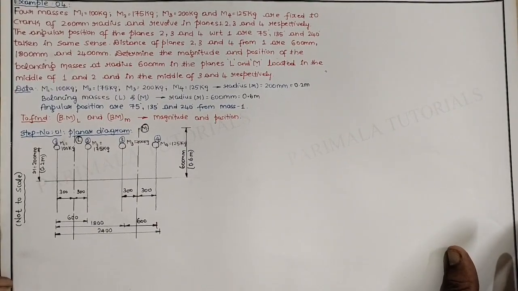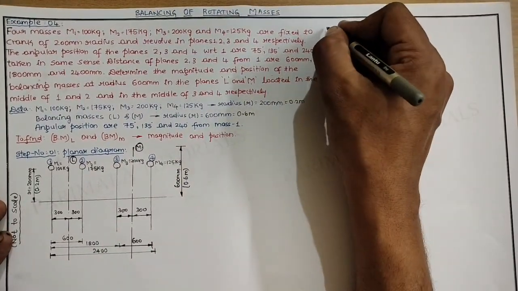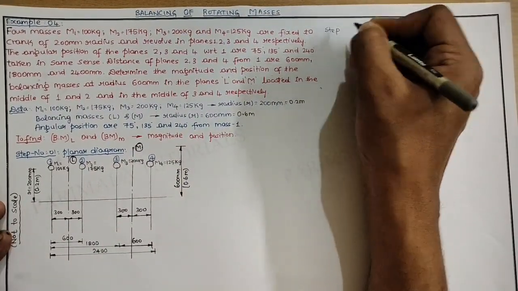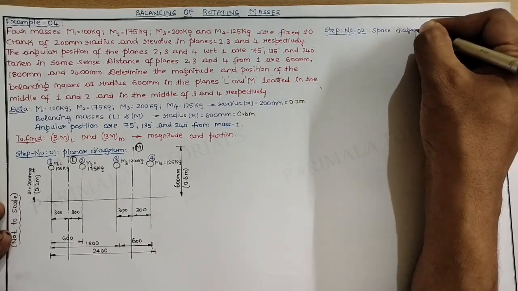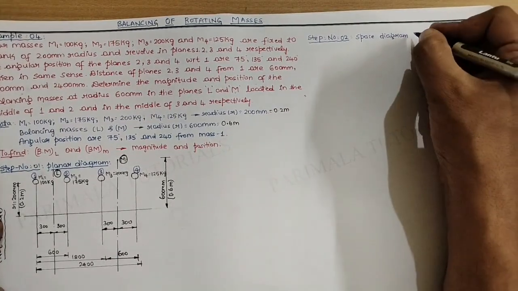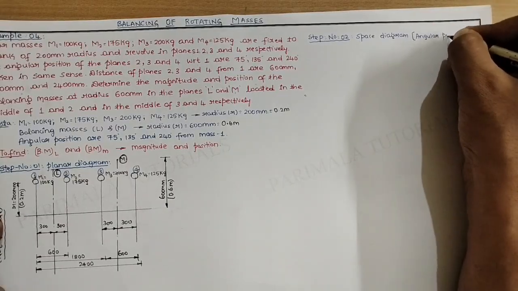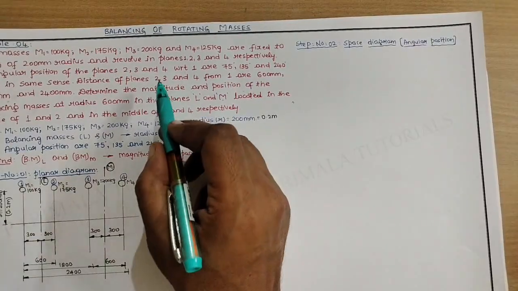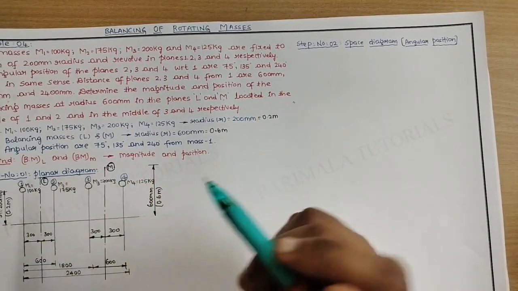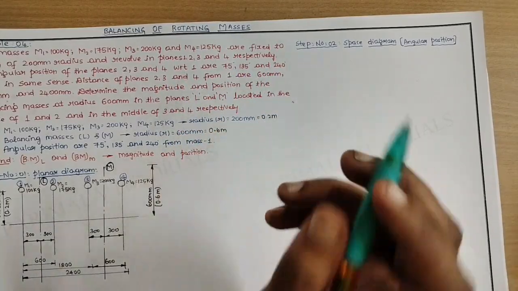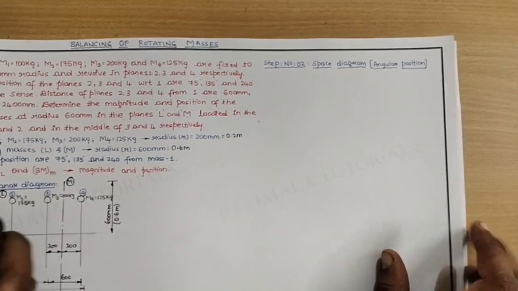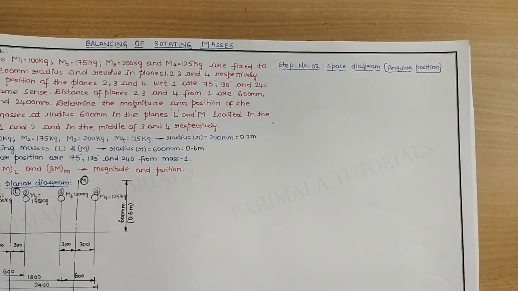So with this minimum knowledge, let us go for step number 2, that is the space diagram. Do remember, in the space diagram, we should show only the angular positions. We have considered almost all the data in the planar diagram, but these 75, 135 and 240 degrees are not considered. Clear? Yes. Now let us consider these values.